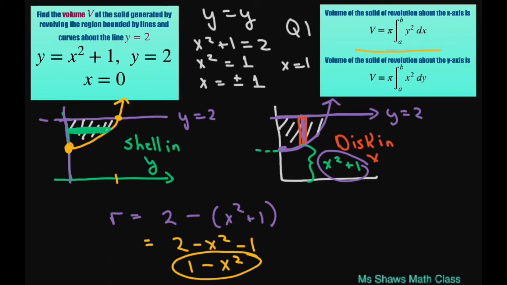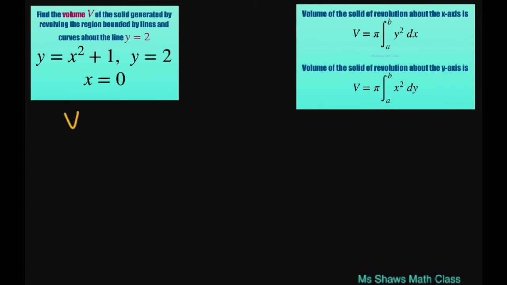And now we can use our formula, revolving about the line y equals 2. So let's do that. We're going to get our volume, and we're looking at the disk here, equals pi, and we're going from 0 to 1. Those are intersections of the two graphs. So we're going to go 0 to 1 on the x-axis, and we have our radius squared. So that's going to be 1 minus x squared, squared, dx. So this is like your r squared.